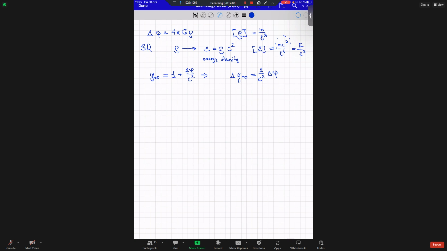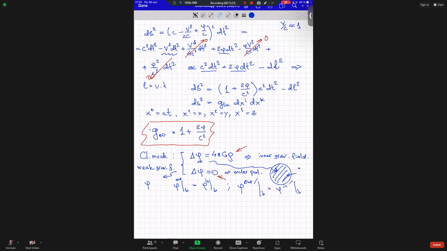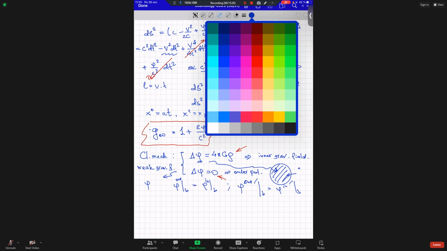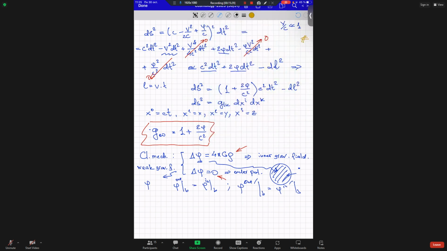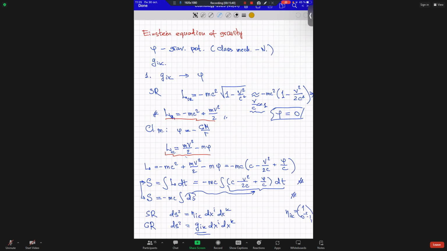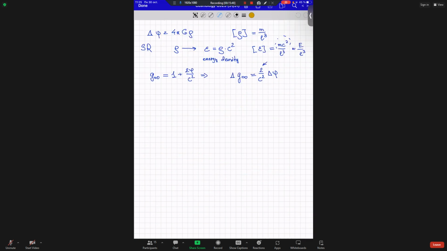By the way, you can remember why we need to put here 2. This is due to the fact that we consider the series of the square root. This is related to the appearance of this 2 in our expression.